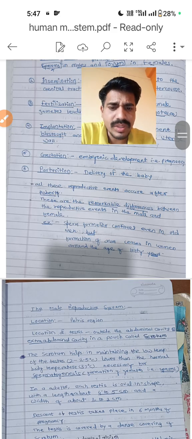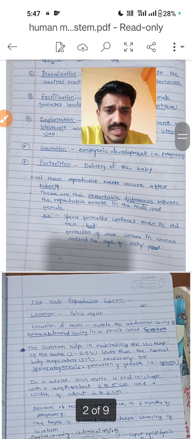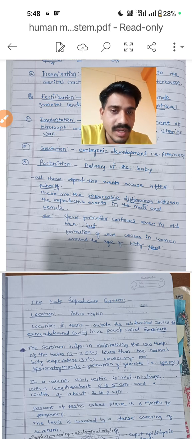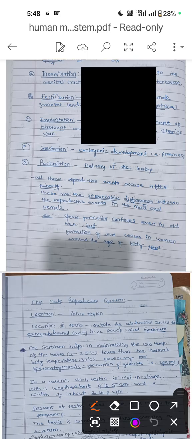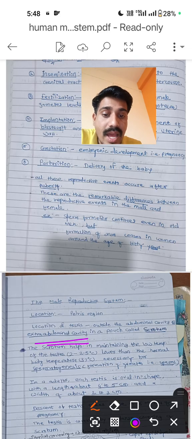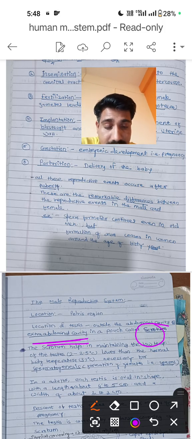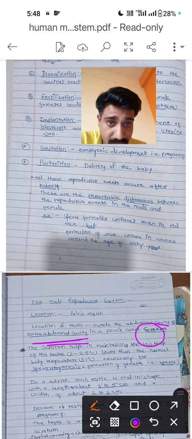First of all, about the testes. The location of the testes is outside the abdominal cavity, or extra-abdominal, in a pouch known as the scrotum. Due to the scrotum, the temperature of the testes is lower than the body temperature. So how much?